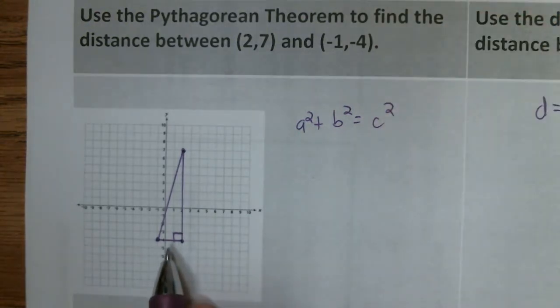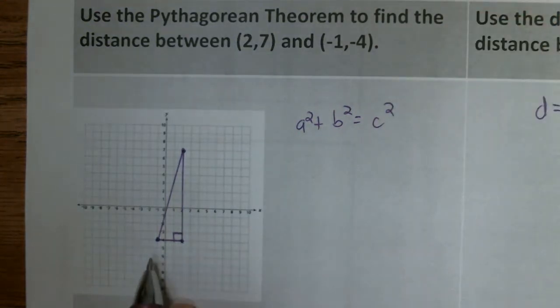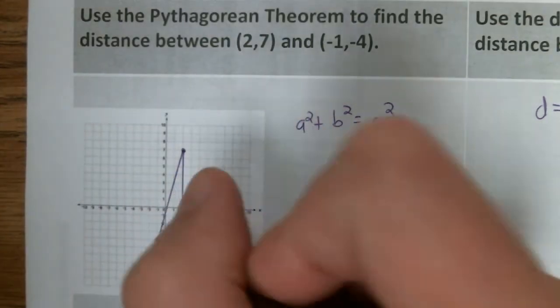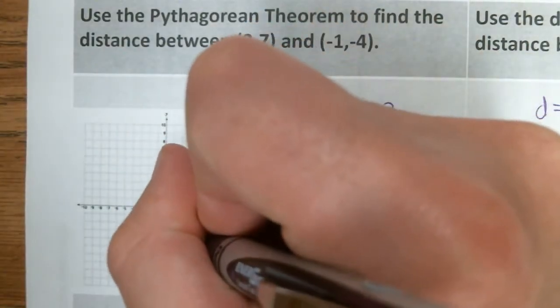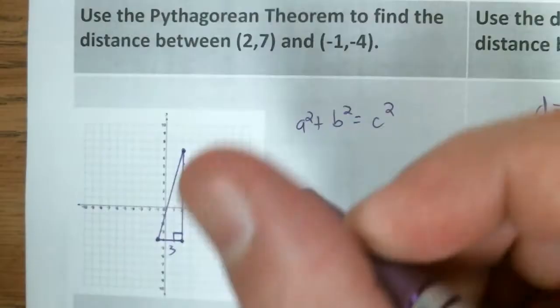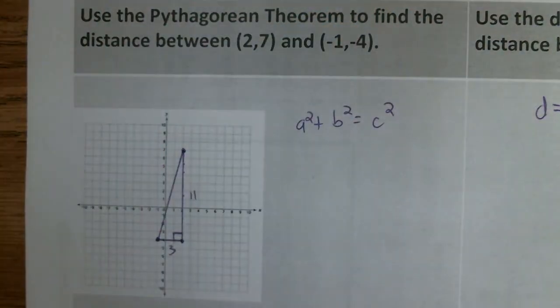Well, let's let this short piece be my a. Well, what is the length of a? Well, I just count the blocks. 1, 2, 3. So that leg is 3, and then for the b, I'll count vertically. 1, 2, 3, 4, 5, 6, 7, 8, 9, 10, 11. So that vertical distance is 11.